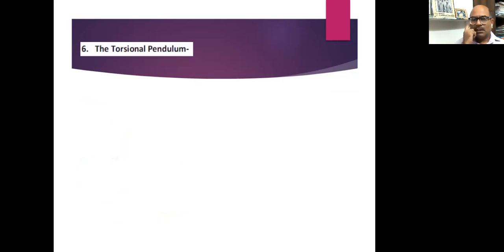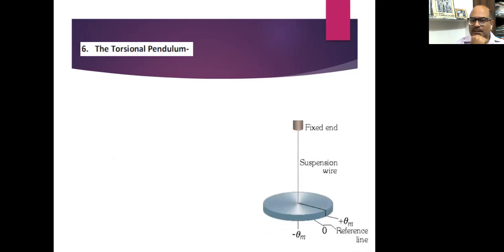Now we are moving to another example, the torsional pendulum. This is a very important pendulum used in wristwatches. You might have seen this in various watches. This is the mean position, and it is taking oscillations of theta in the plus and minus directions.